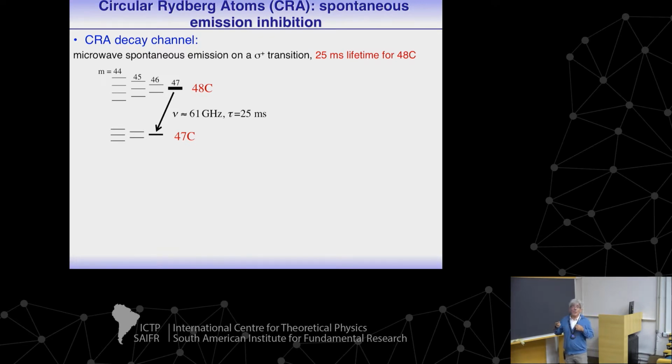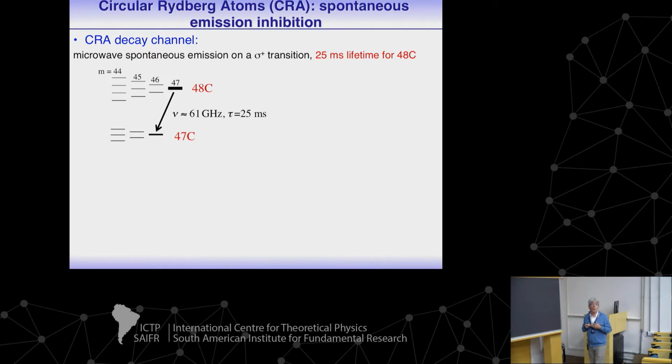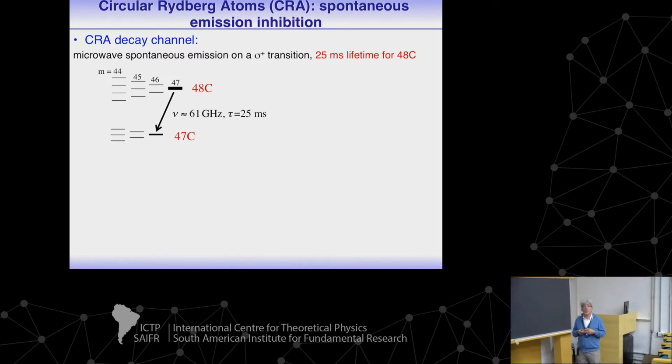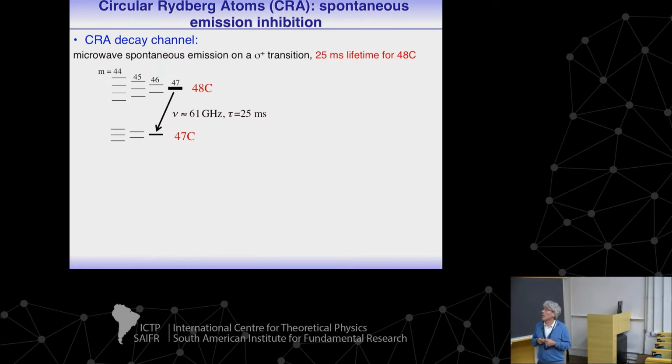This is the reason for which circular atoms have a long lifetime. This transition is the only transition coupling the circular atom to lower lying levels, due to the selection rule of electric dipole transition. On the other hand, if you were not in a circular state but in low angular momentum, you could emit optical photons, which are responsible for the short lifetime of the low angular momentum Rydberg atoms. So here, lifetime is long because basically you have only one decay channel, which is a microwave channel, and spontaneous emission rate is slow if the frequency of emission is low.